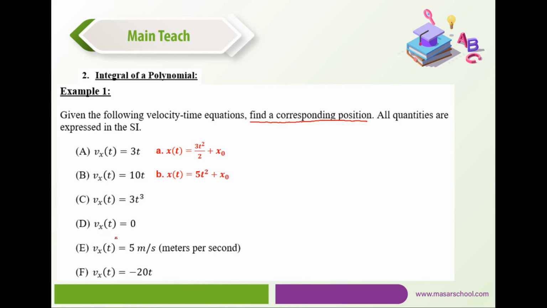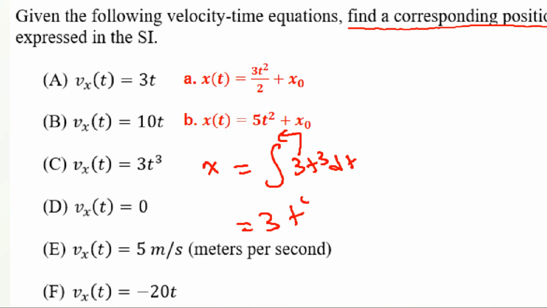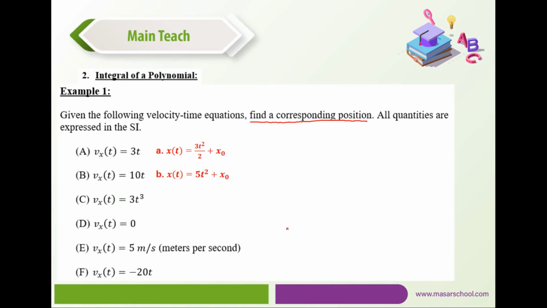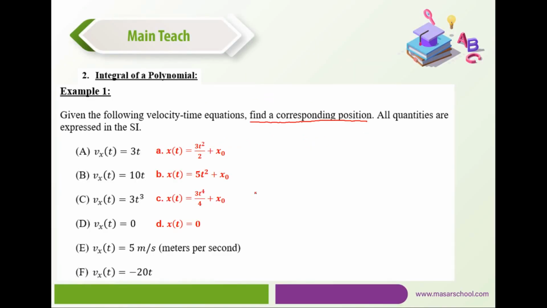Now for part C, x would be the integral of 3t cubed dt. We can drag 3 out, that would be 3t to the power of 4 over 4 plus the constant, which is x0. Now Vx is 0. Whenever the function is 0, then its derivative would be 0 as well as its antiderivative. Okay, then in this case the position would be 0 as well.